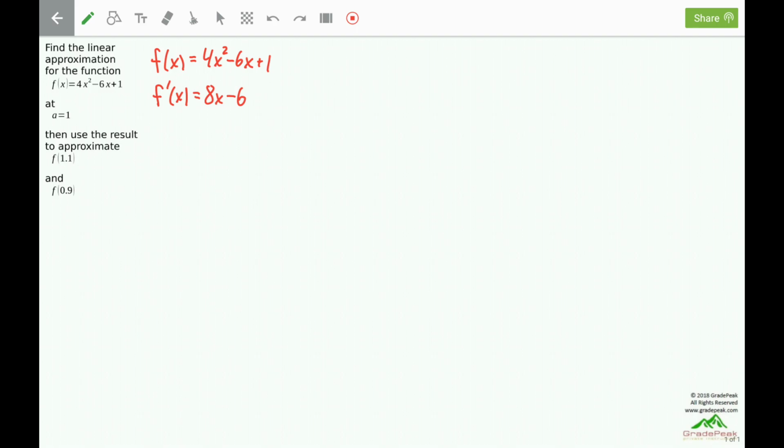The next thing to do is evaluate the function f at the a value, which is 1. That will be 4 times 1 squared minus 6 times 1 plus 1. 4 times 1 squared is 4, minus 6 times 1 is minus 6, plus 1. 4 minus 6 plus 1 is minus 1. Sorry: 4 times 1 is 4, minus 6 plus 1 is minus 5. 4 minus 5 comes out to negative 1.